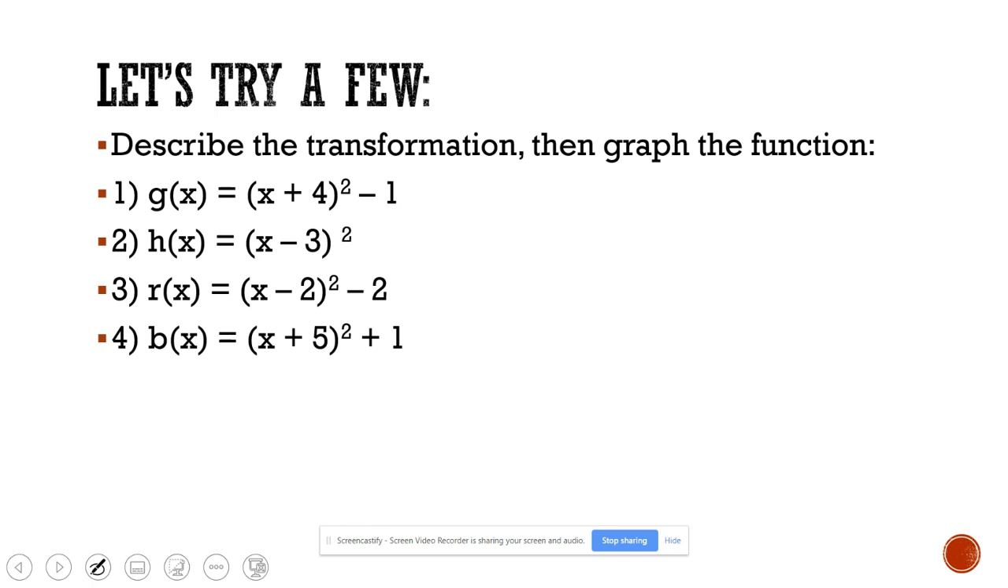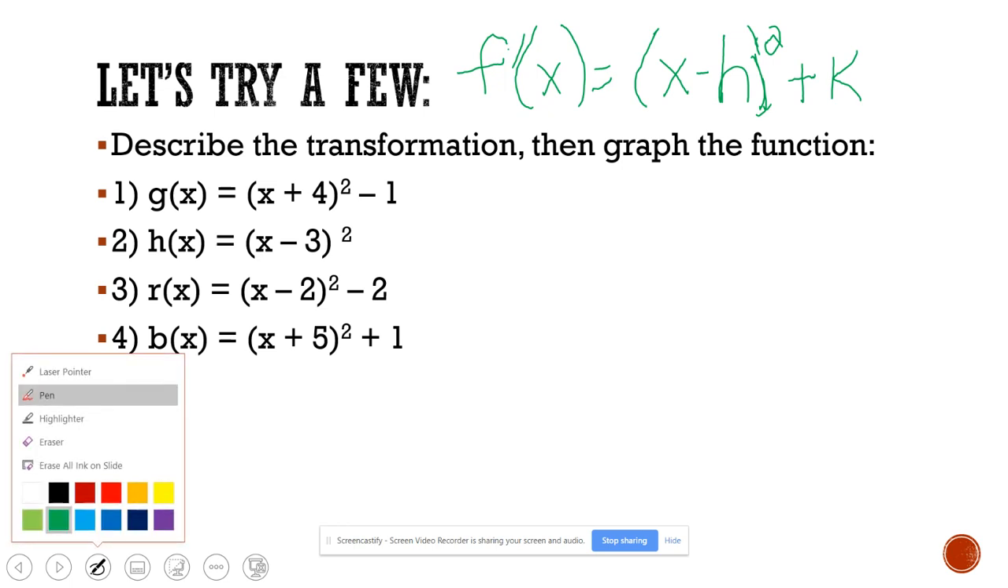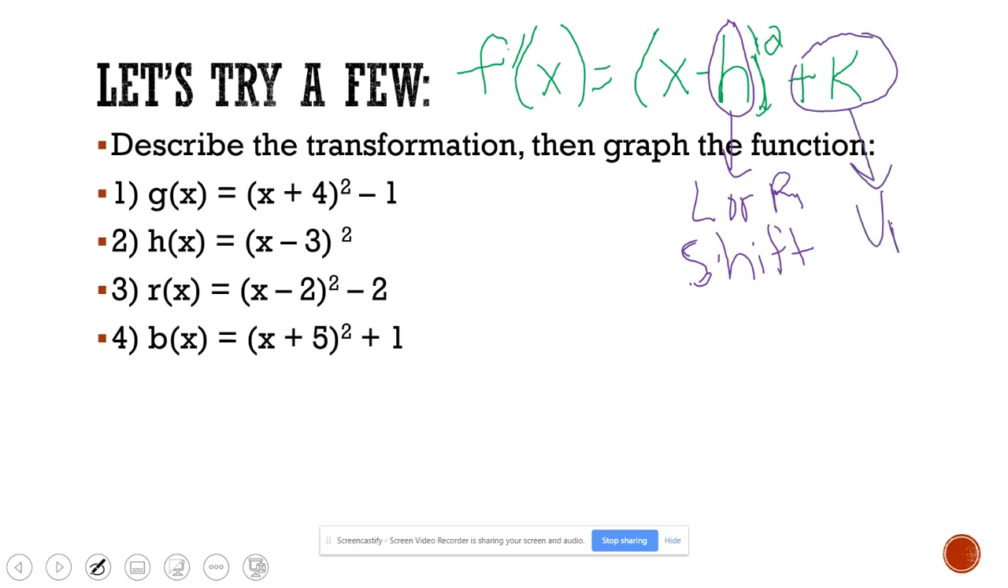So let's go back to now our vertex form. And for now, our vertex form that we're going to focus on is x minus h, squared, plus k. This value here, the h, is going to be our left or right shift. This value, k, is going to be our up or down shift.